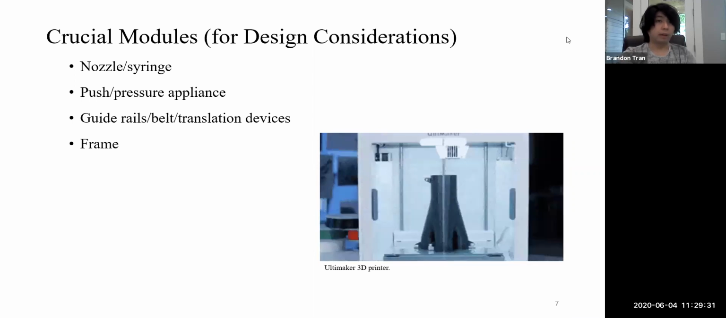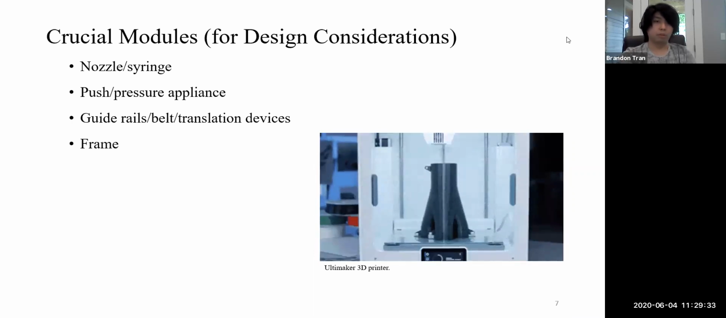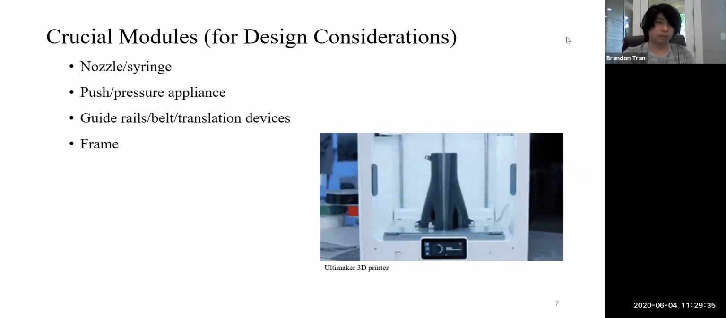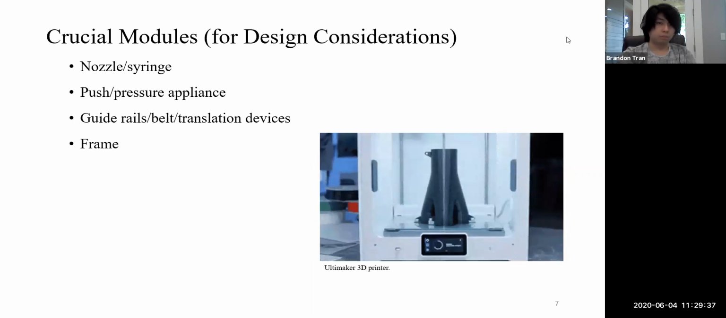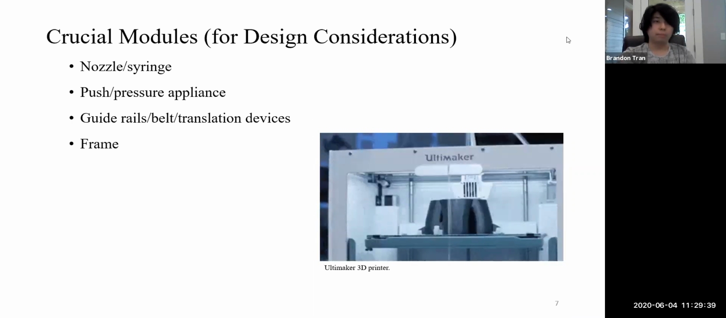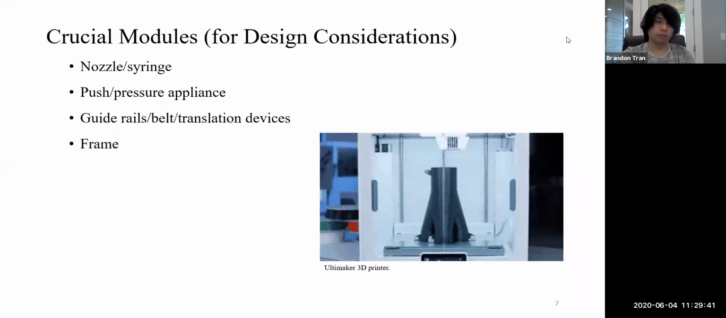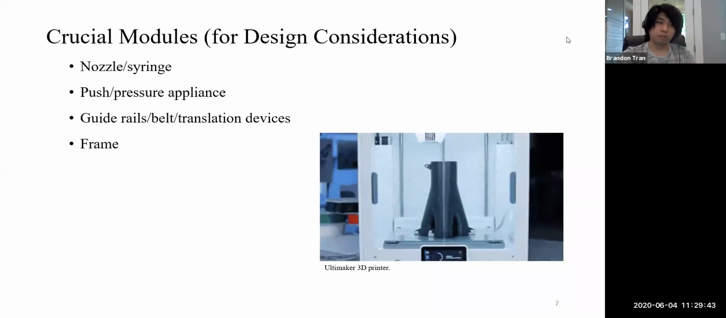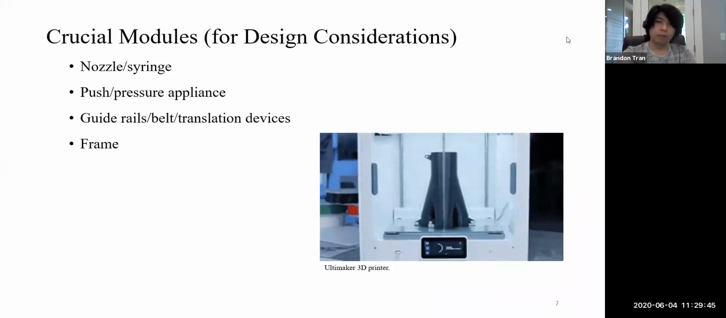So you need to translate the device. A guide rail, a belt, or any sort of translation device, to put that generally, is what you need. And then a frame to hold it all, essentially. There are also some aesthetic parts to the frame. We'll go over that in the last bit.